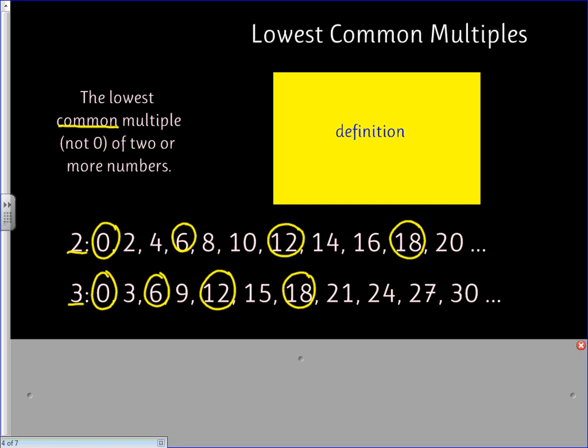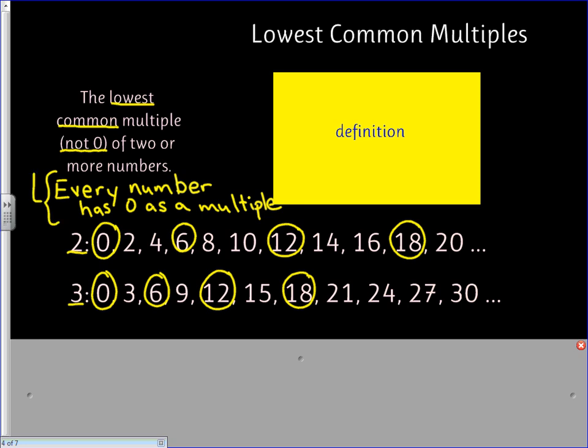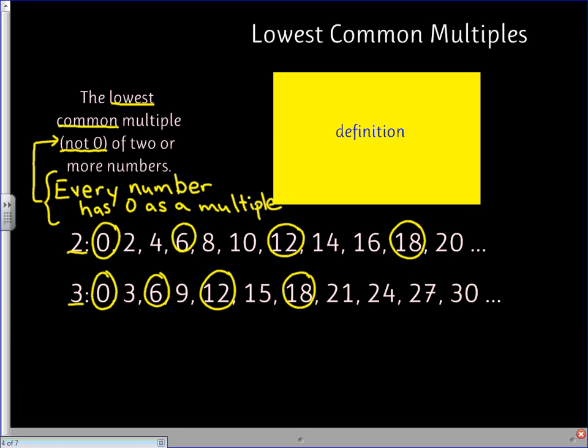So if we're looking for the lowest common multiple, we have the stipulation not 0. The reason we have not 0 is that every number has 0 as a multiple. That is the reason that we do not have 0 as a common multiple. So that is the important reason why the definition says not 0. Because every number has 0 as a multiple, that's why we added it to the definition. So in this case, we can say that the LCM, or the lowest common multiple, for 2 and 3 would be 6.